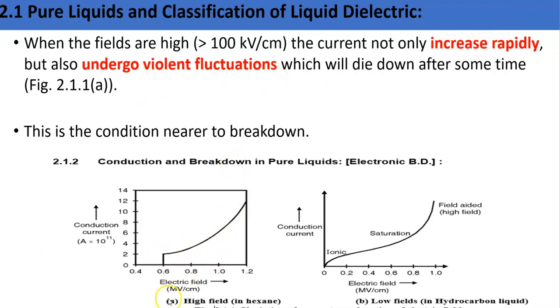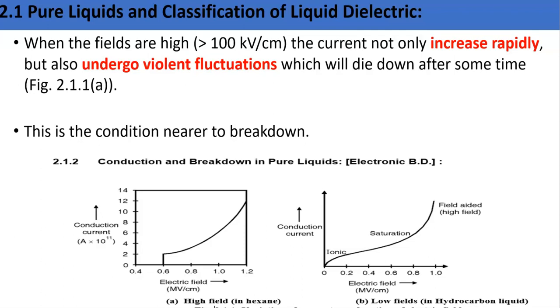You can see this is the case for the field in hexane when field is very high, and this is when field is low for this hydrocarbon liquid, it is for commercial, and this is for pure you can consider. So you can see what the conduction current will be, the current flowing through the insulating material, through commercial liquids in the presence of low field. That we have to see, and then we'll start theory one by one. This condition is near to breakdown. You can see pure liquid has very high dielectric strength.